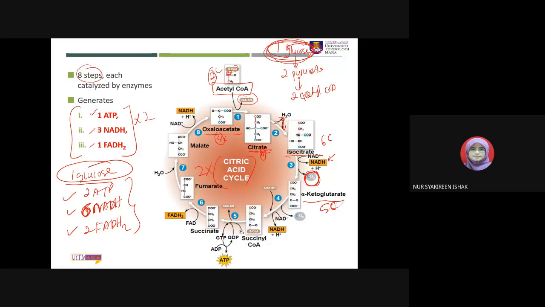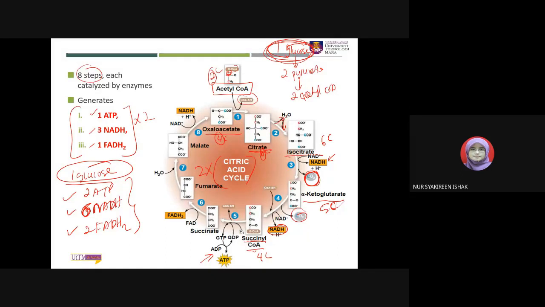So the next reaction, reaction 4 will release another carbon dioxide. So dah kekurangan lagi satu carbon dioxide kan. So maksudnya produk yang terhasil dekat sini is a 4 carbon compound. So daripada alpha ketoglutarate nak jadi succinyl-CoA akan release carbon dioxide dan akan menghasilkan NADH. Okay. So ini CoA masuk balik kan, so jadi succinyl-CoA. Yang ni stage yang sangat penting awak kena ingat.